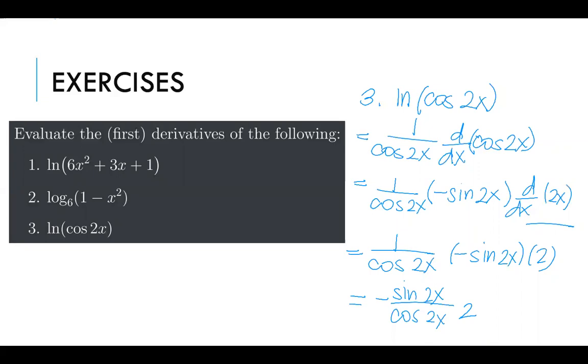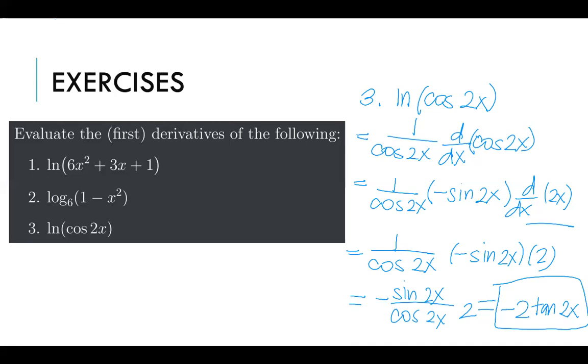Using trigonometric identities, we can further simplify this one into negative 2. We know that in our junior high school trigonometry or pre-calculus trigonometry, sine over cosine is tangent. So negative 2 multiplied by tangent 2x is our final answer. So it is important, by the way, for you to have a background knowledge of some of the trigonometric identities, which are discussed already in the pre-calculus that you have encountered.